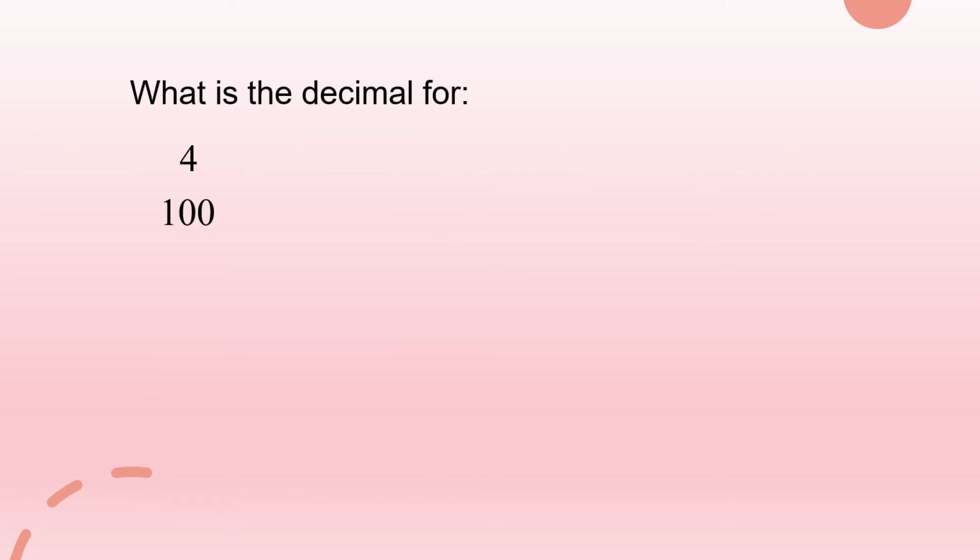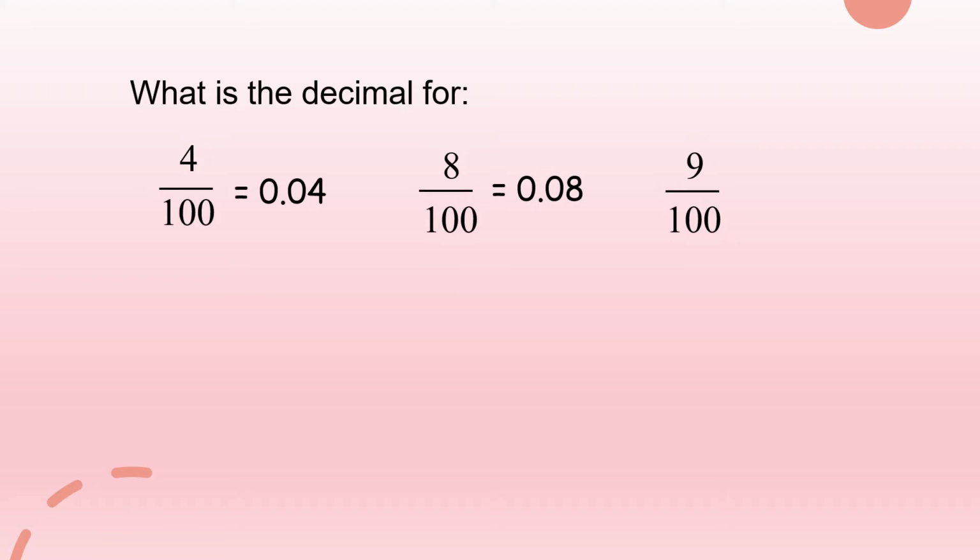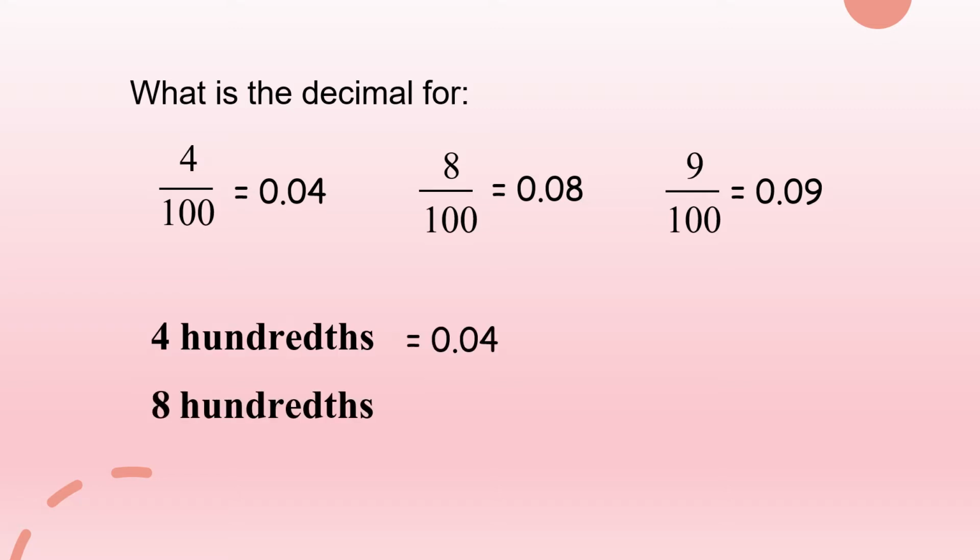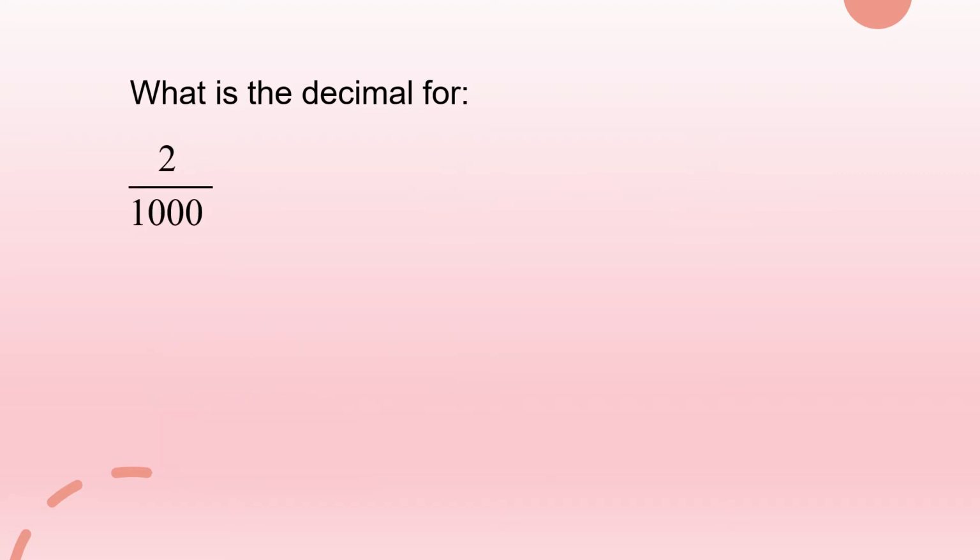Let's see few examples. If 100 is in the denominator, 4 by 100 is equal to 0.04. 8 by 100, 0.08. 9 by 100, yes, 0.09. 4 by 100 can be read as 4 hundredth. That is equal to 0.04. 8 by 100 means 8 hundredth. That is equal to 0.08. 9 by 100, 9 hundredth.